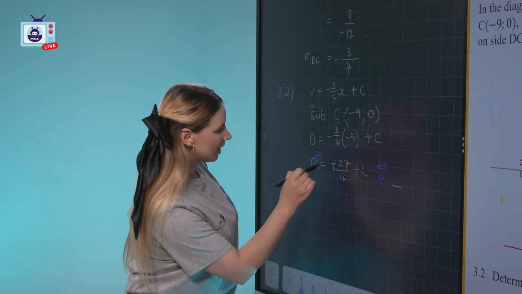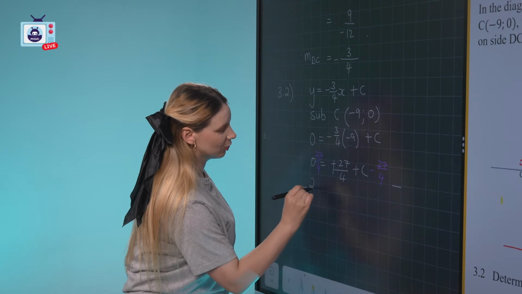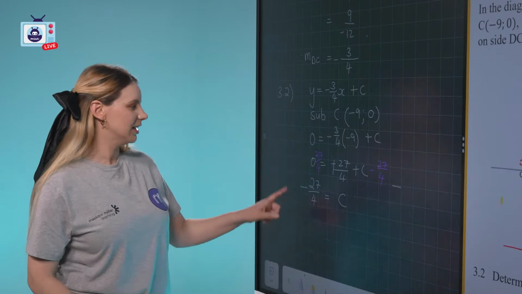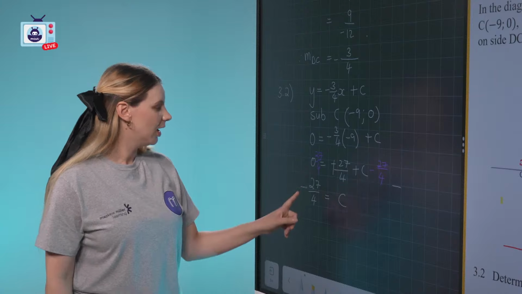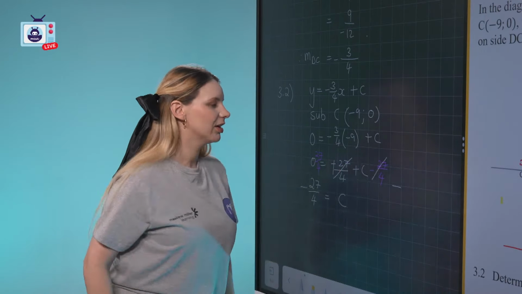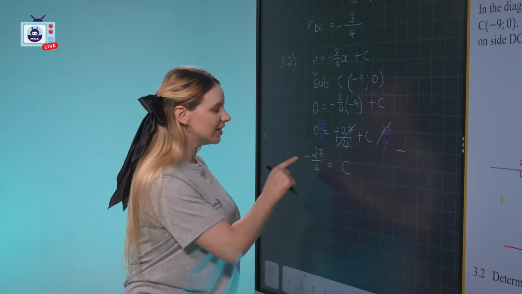Right, 0 minus 27 over 4 is simply minus 27 over 4. That's going to equal C. 0 minus 27 over 4 is negative 27 over 4. And on that side, the negative 27 over 4 cancels with the positive 27 over 4. So C is equal to that.